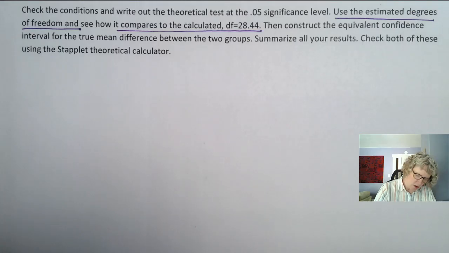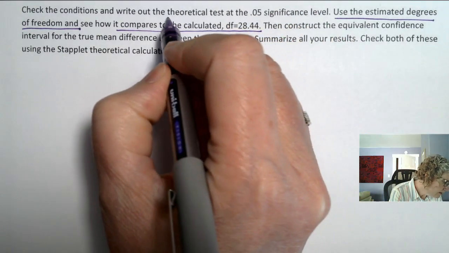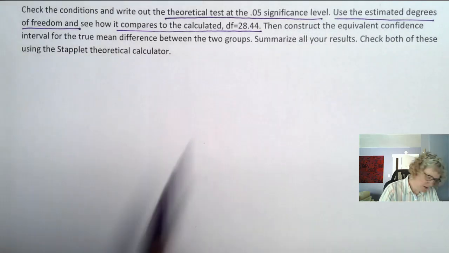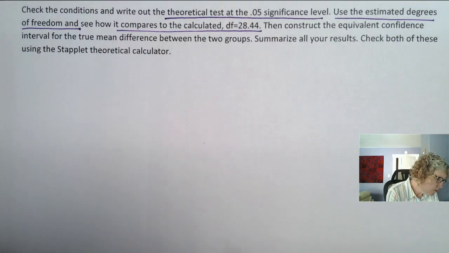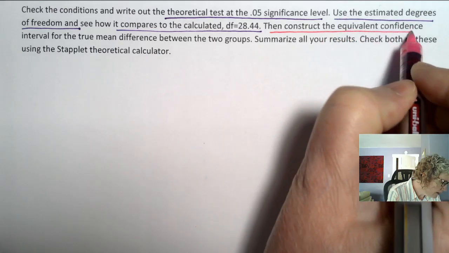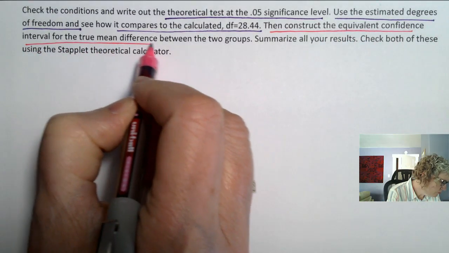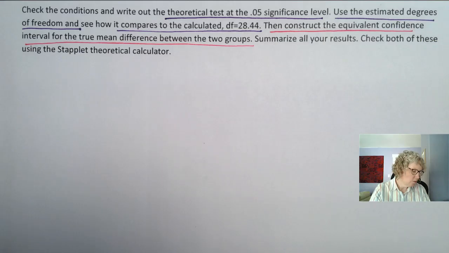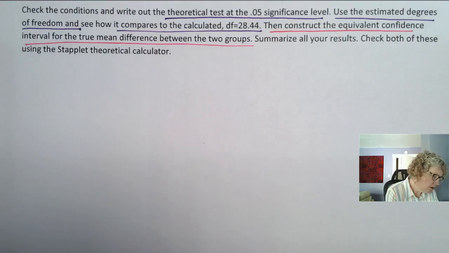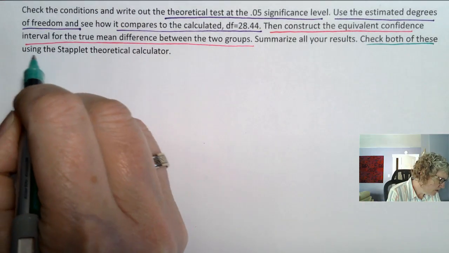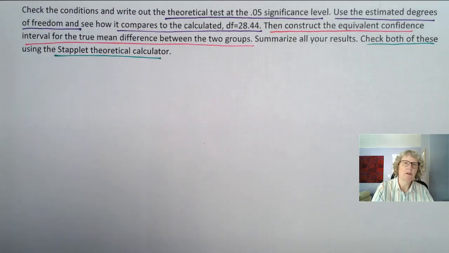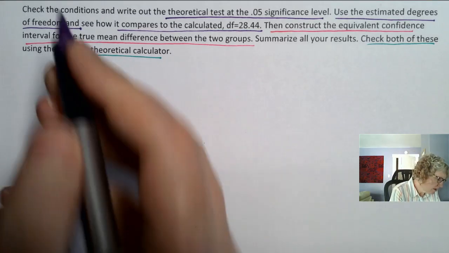So then construct. So we're going to do our theoretical test at the 5% significance level. Then we're going to construct the equivalent confidence interval for the true mean difference between the two groups. Then we're going to summarize all of our results. We'll write our conclusion and check both of these using the Statlet theoretical calculator. Okay, great. So we've got a lot of stuff to do. We've got a whole page and half a page on the next page to do this. So let's do our conditions first.